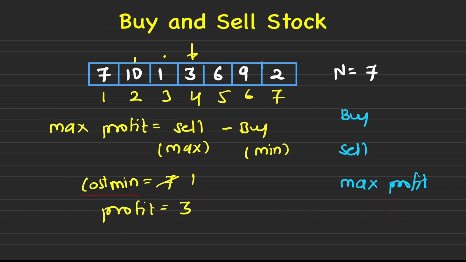Now let's move ahead, but before we move ahead, update the minimum element, but the minimum element remains 1 itself. Now if I am buying at rupees 1 and selling at rupees 6, my maximum profit would be 5, which is greater than the previous profit. So I will simply update it.